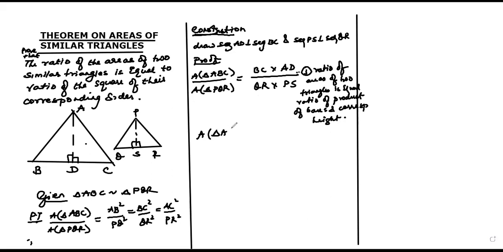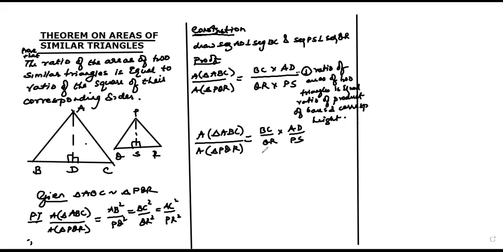So the area of triangle ABC upon area of triangle PQR, what I do, I just write BC upon QR, that is the ratio of the bases, separate into the ratio of the heights, AD upon PS. So now, I want the first ratio AB square upon PQ square.